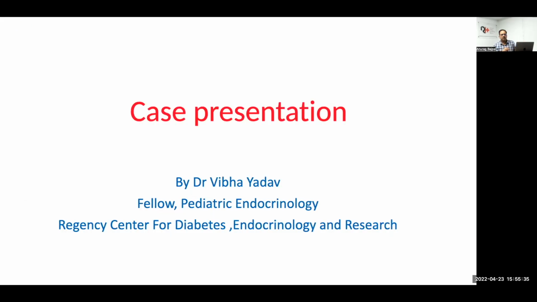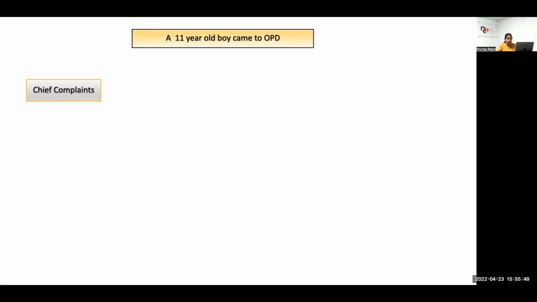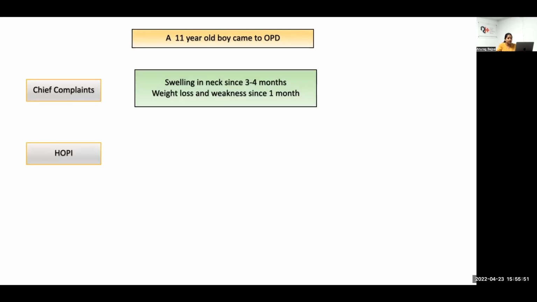Interesting case which has got a management issue. And Dr. Vibha, please come up and discuss about that. An 11-year-old boy came to OPD with complaints of swelling in the neck since 3 to 4 months and weight loss and weakness since 1 month.